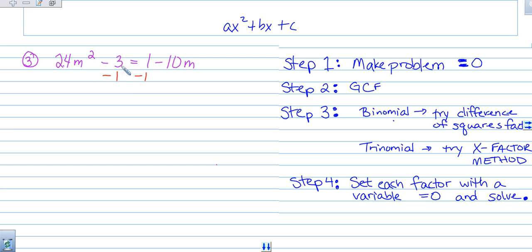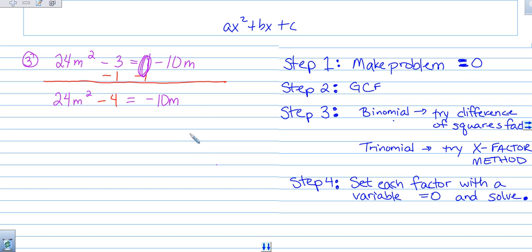Well, this is like 3 because they're both constants, or just numbers without variables. And so I'm going to bring that down, and I'm going to do this step by step. You can really move both of these at the same time, but for everybody's purposes, I'm going to do it in multiple steps. So now negative 3 minus 1 is negative 4. And then 1 minus 1 is 0. And then the negative 10m comes down.